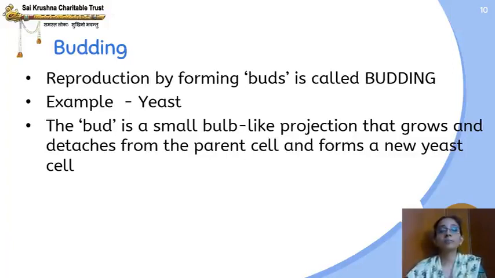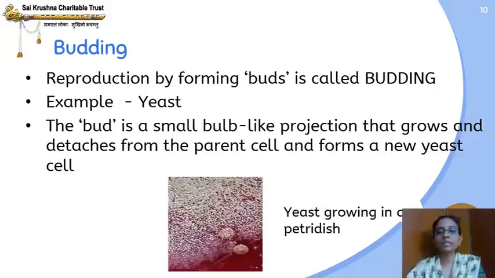What happens is there's a bud that develops. It's a small bulb. After a while, the bulb grows and then it detaches from the parent plant and becomes a new cell. From there, another bud arises. This way, it develops and it reproduces. This is how yeast growing in a petri dish looks like.